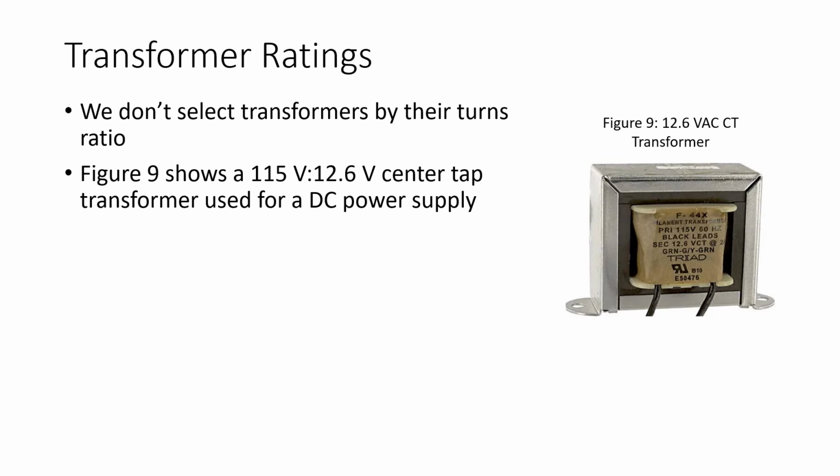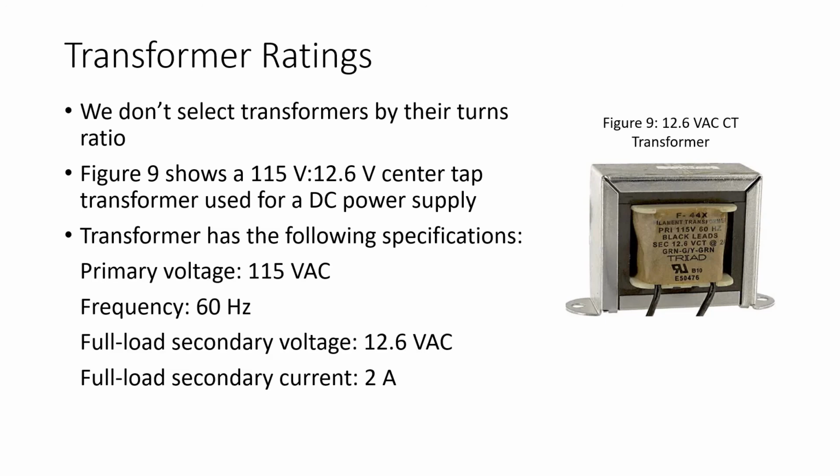And if we want to purchase this transformer, we would purchase it according to the following specifications: the primary voltage is 115 volts. The magnetic system is designed to operate at 60 Hertz. The full load secondary voltage is 12.6 volts, and the full load secondary current is 2 amps. And what this tells you is that we cannot safely apply 230 volts to the primary, as it may cause the insulation around the primary coil's wires to break down.